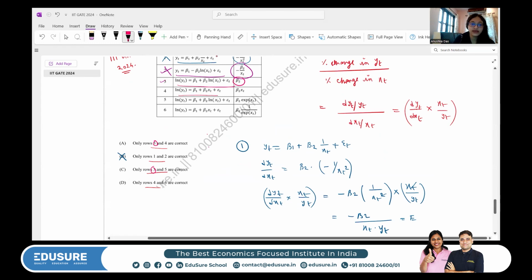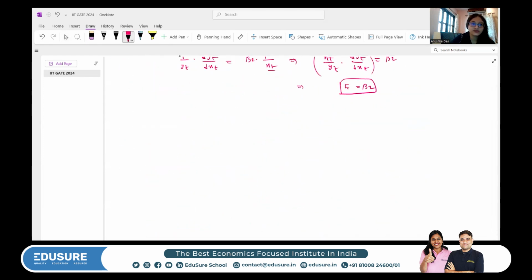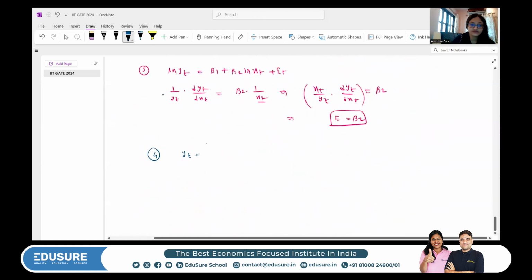So 4 is this: ln YT is beta 1 plus beta 2 XT plus epsilon T. This is model number 4. This is what you have. So dYT/dXT is beta 2 only. So what will be your elasticity? It will be beta 2 into XT upon YT, beta 2 XT upon YT.